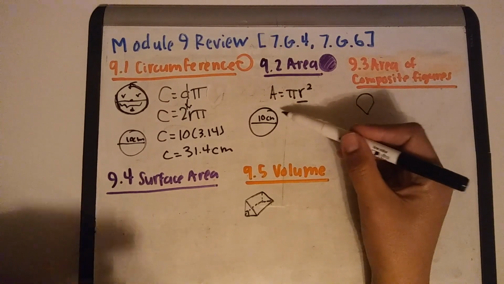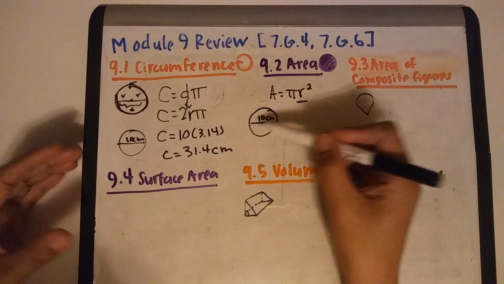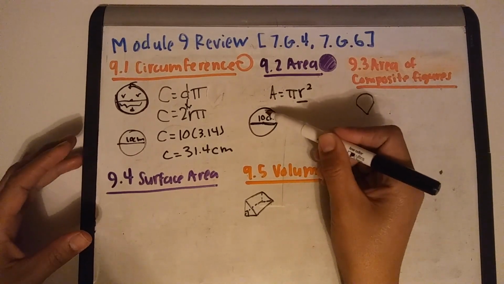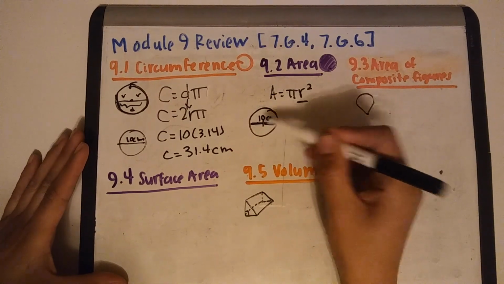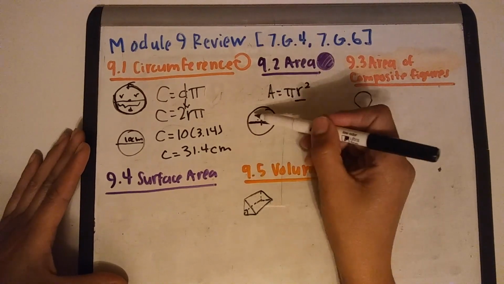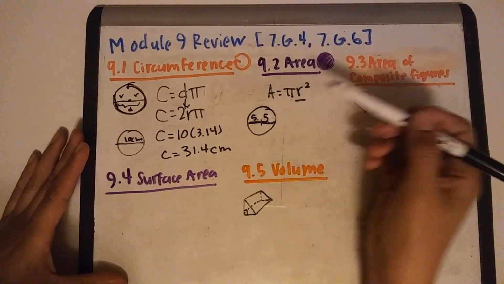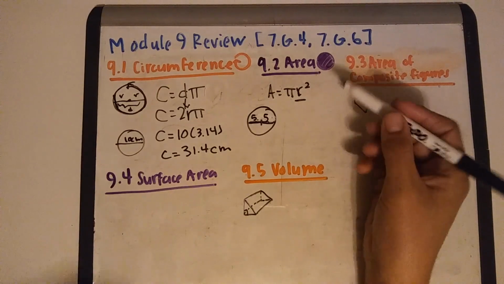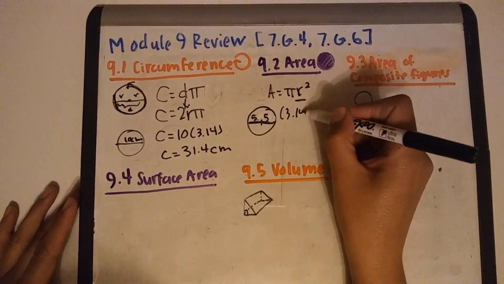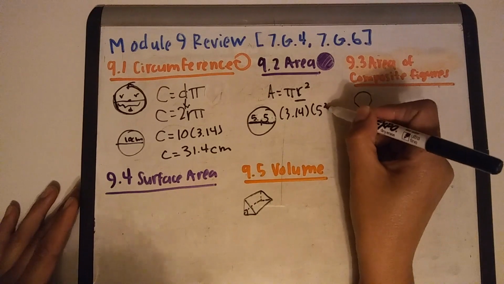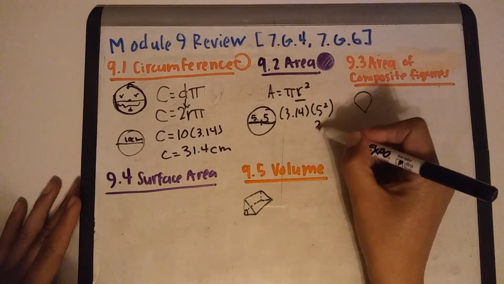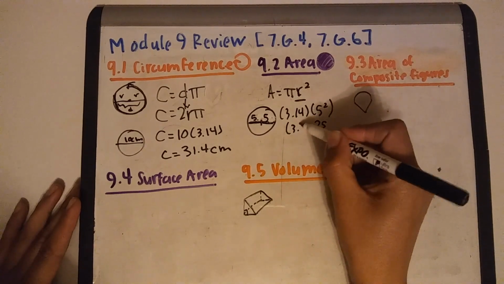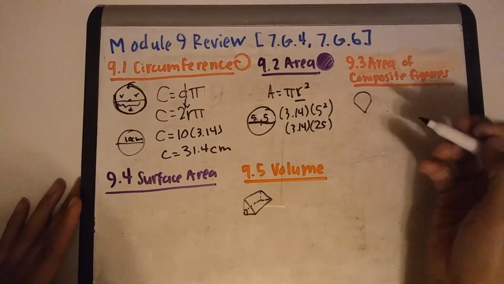And what do we know about radii and diameters? There are 2 radii in 1 diameter. So therefore, if I cut it in half, then I have 2 radii. So that's gonna give me this is 5 and this is 5. So that's what I'm gonna use for my radius. So I go 3.14 times 5 squared. We have to use PEMDAS, so order of operations. I have to do my exponent first, so that's 25. And I'm gonna multiply it times 3.14.